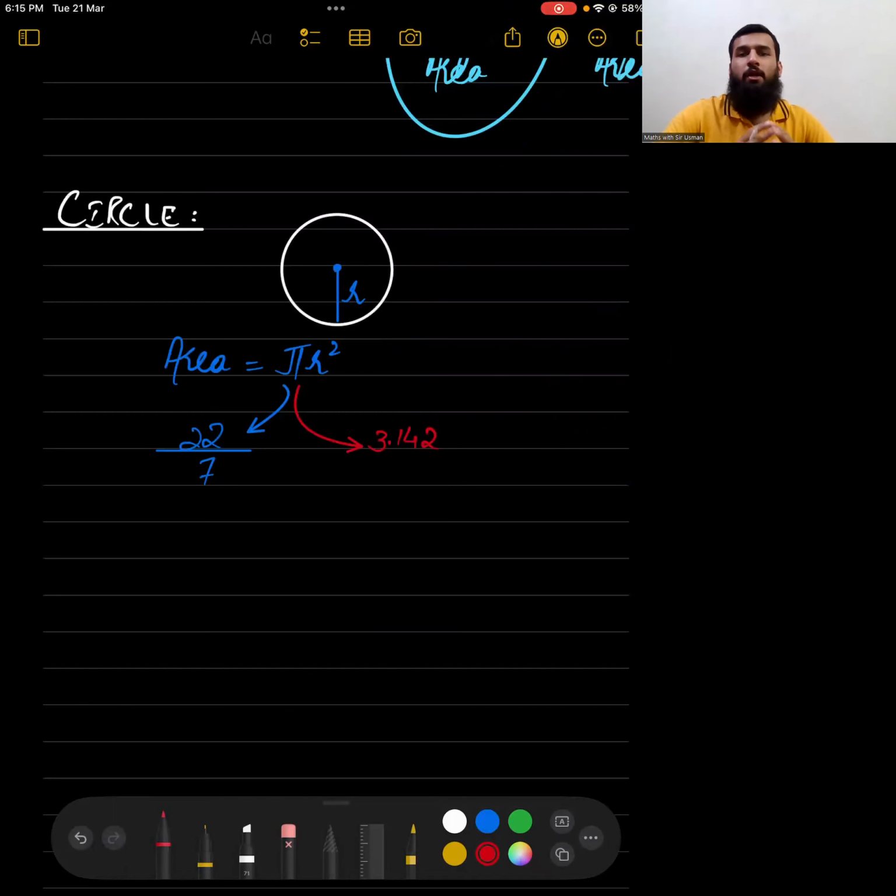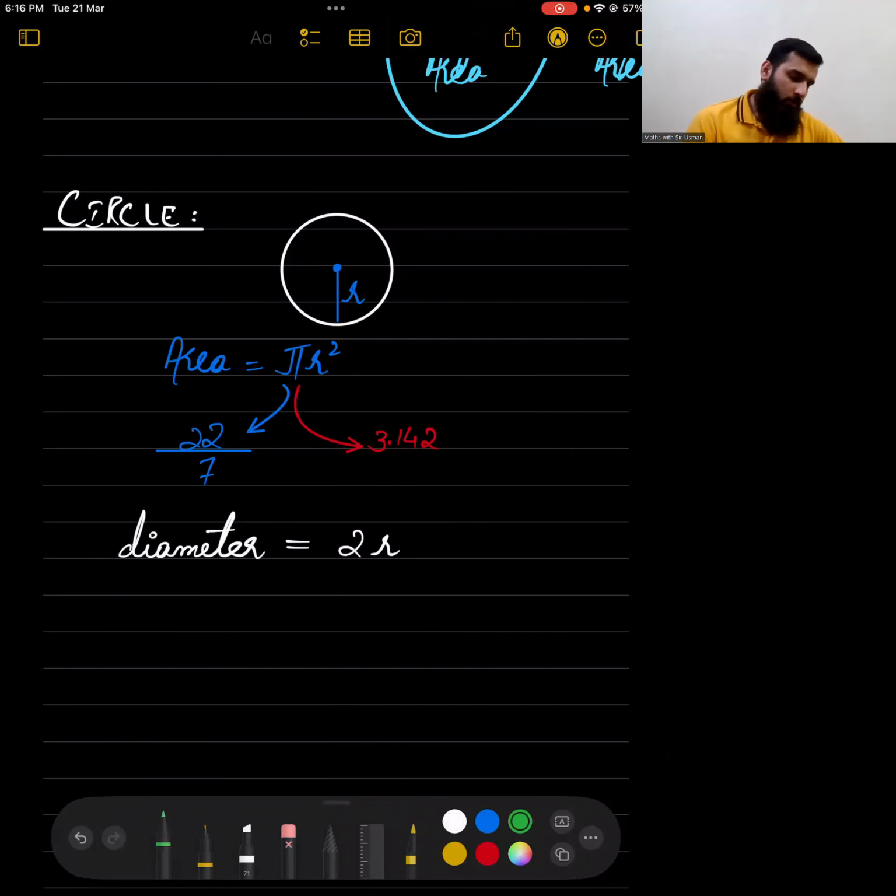Now, what about the radius? The radius is basically the line coming from the center of the circle until its circumference. We have been through the details of the radius and diameter in the previous chapter of circle properties. The diameter is actually double the radius. So diameter is actually 2r.